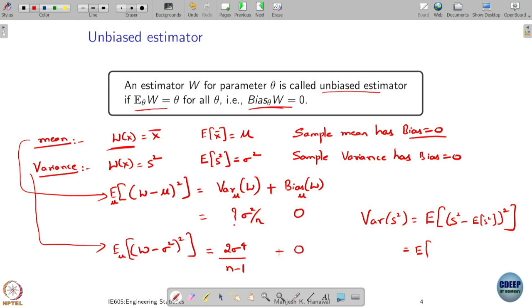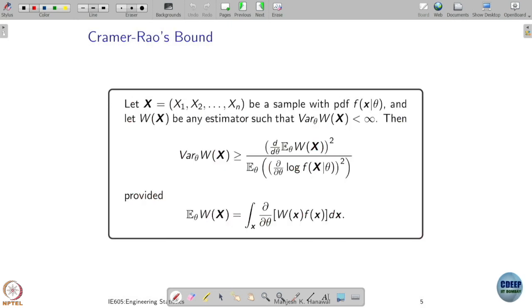And you know the definition of S square. What is the definition of S square? Okay, we will write it later. But what is the expected value of S square? We know it is going to be sigma square. Then all you need to do is 1 upon n minus 1 summation xi minus xi bar whole square minus sigma square whole square. So you can compute this expression, the variance of your S square, and I am just writing it for you. This is going to be 2 sigma to the power 4 divided by n minus 1. This is for the case of the unbiased estimator.